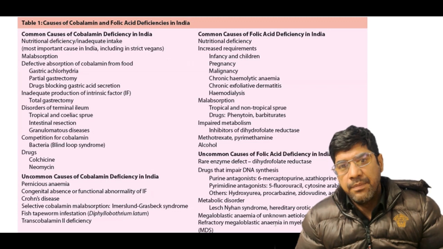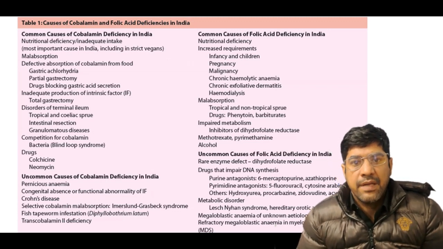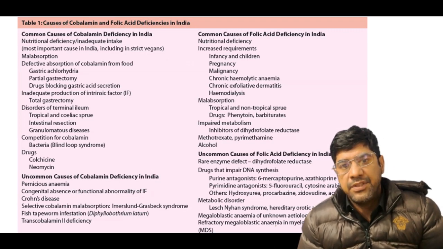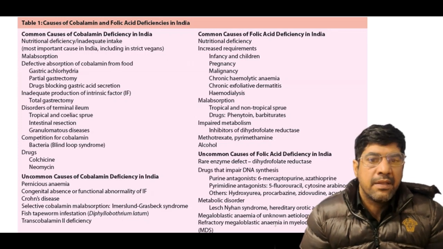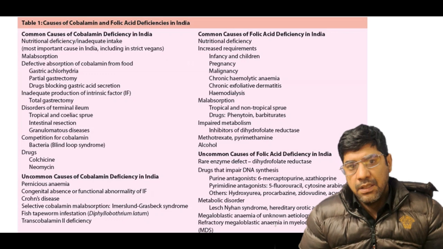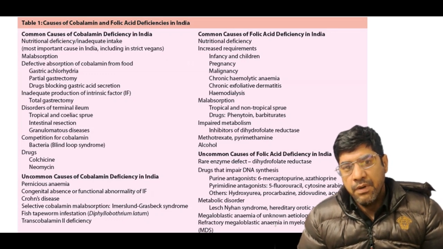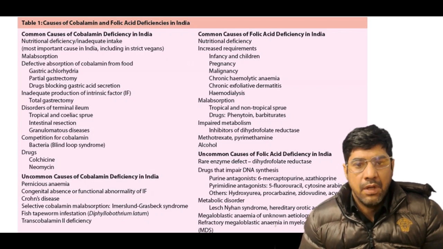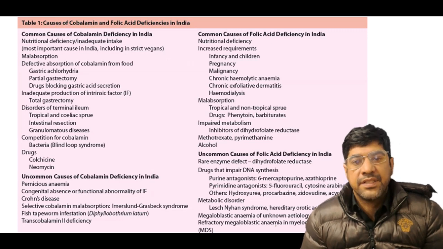Impaired metabolism: some medications act as inhibitors of dihydrofolate reductase, the enzyme that is involved in folate metabolism. So these drugs, like methotrexate, which are used in certain medical conditions, will inhibit the folate metabolism and hence can lead to deficiency. Alcohol consumption: when someone drinks excessive alcohol, it can interfere with the folate absorption, hence leading to the deficiency.